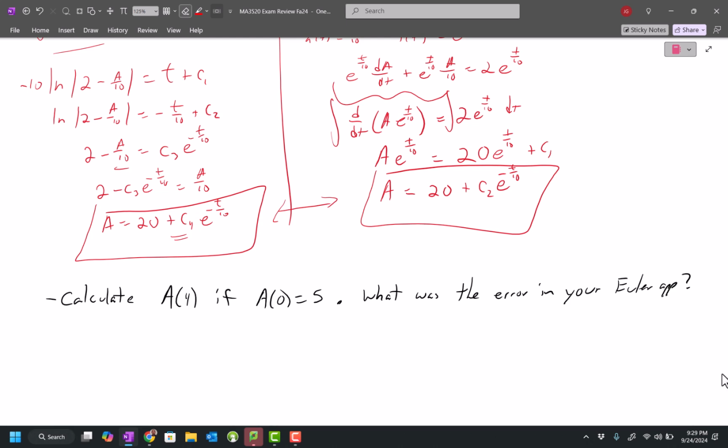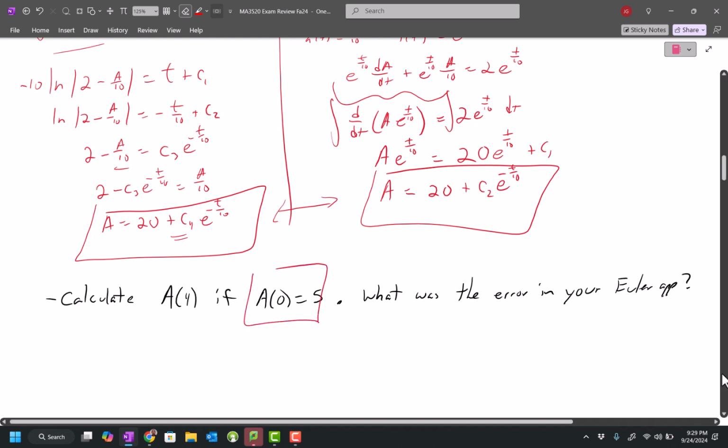So I could take either solution and use my initial condition. A is 5 when t is 0. This would lead to this equation, and therefore my constant would be negative 15. This means my solution would be 20 minus 15 e to the negative t over 10. And then I could calculate a of 4 to be 20 minus 15 e to the negative 4 over 10, or 2/5. And then if I wanted to, I could plug this into a calculator to get an approximation, and then see how my numerical approximation was.